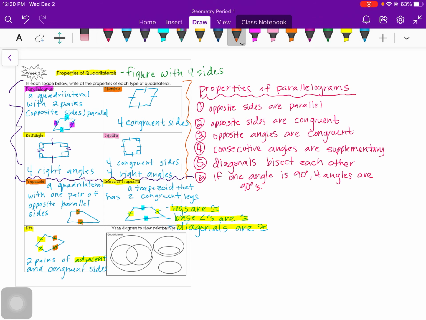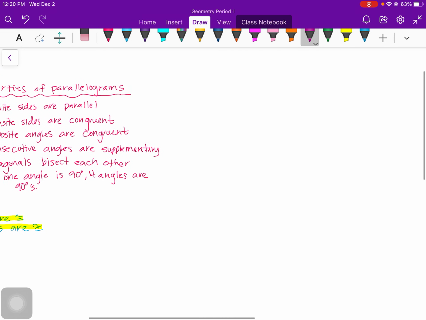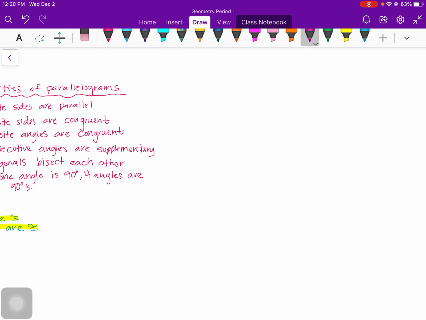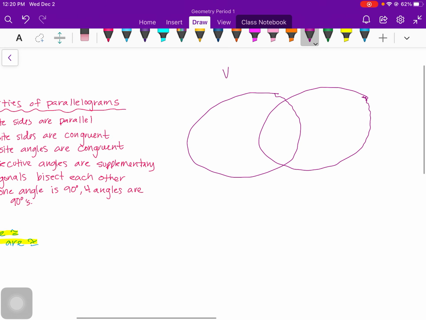A few more things before I let you go. We're going to take this Venn diagram here and change it a little bit, but we're going to go off to the side and draw a different one so we have a little bit more room. So I want you to draw two circles. If you remember what a Venn diagram is, we're going to compare and contrast. You maybe use this in English class. A Venn diagram. So this is a diagram of parallelograms.